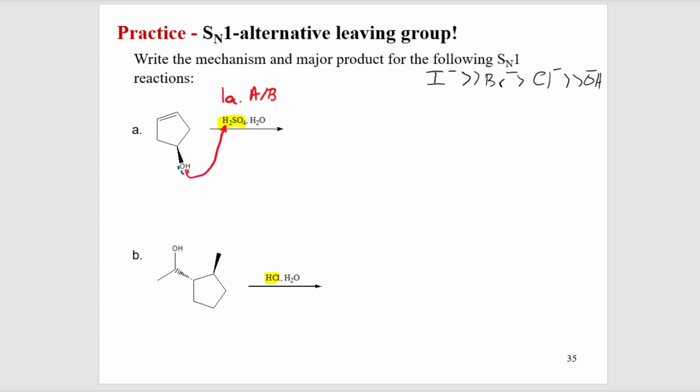So the OH is going to react as the base, and it just put on an extra proton, right? HSO4 minus is a pretty stable conjugate base. If it's a stable conjugate base, it's not a strong base. So that goes away. So step 1A was acid-base chemistry. Now I have a good leaving group. It's called water.